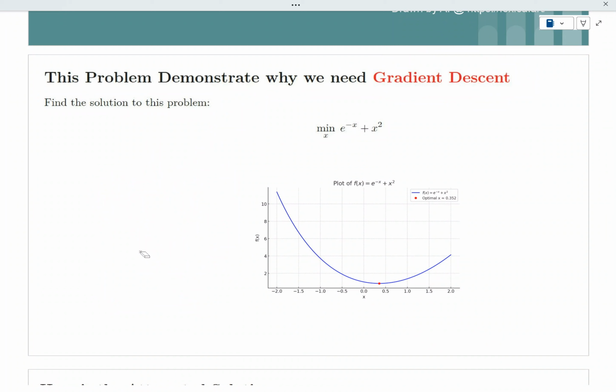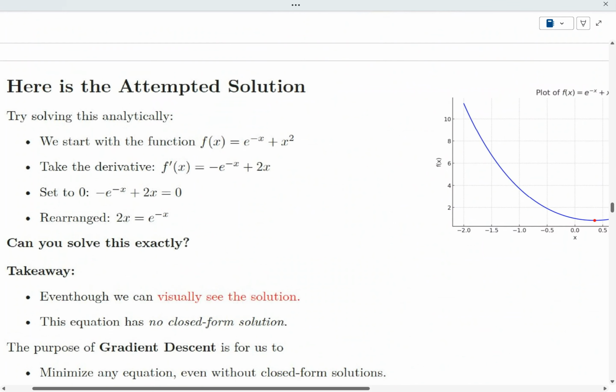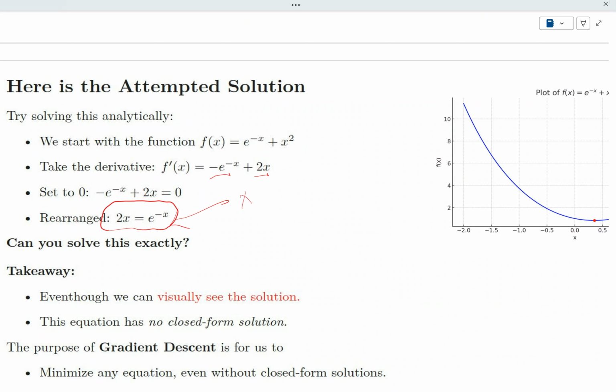Okay, so let's say we have this right here. We're trying to find the x, and in the picture here we can visually see what the solution is if you just plot it out. However, if you try to solve it analytically, that's a lot harder. If you take the derivative, it becomes this, and then that's 2x. Well, after that, how do you solve for x if we set it to 0? So let's set it to 0. And this says that we have 2x is equal to e to the minus x. Can you solve for x here easily?